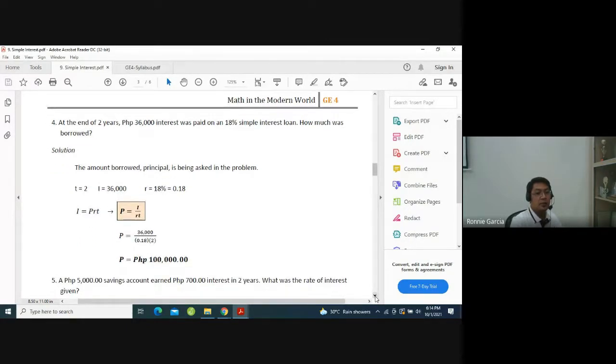Okay, I will read the problem. You may start answering now. A 5,000 peso savings account earned 700 pesos interest in 2 years. What was the rate of interest given? It is clear that what is asked for is the rate of interest, so we will derive the formula. Small letter r is the unknown. So what can you do if small letter r is what you are looking for?